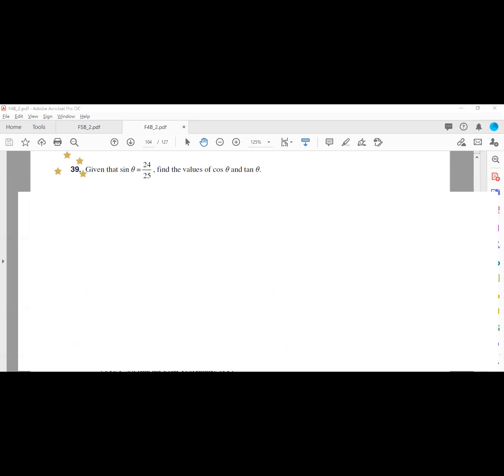Again, we do not know which quadrant theta is lying in. We need to find out which quadrant theta lies in first. So we need to get help from the ASTC boxes. But now we just have one piece of information. Sine theta is 24/25. Sine theta is positive. It's a positive number, right? So it cannot be T, cannot be C.